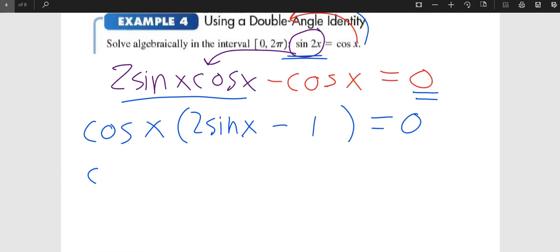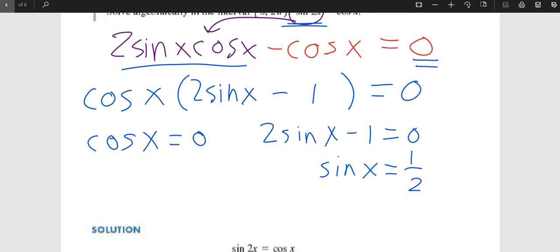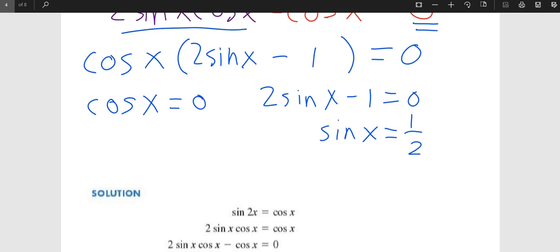Okay, next. What do we do with each one of the factors? Set them equal to 0. Thank you for those who are actually paying attention. 2 sine x equals 0. So what does sine x equal? 1/2. Wait, what?